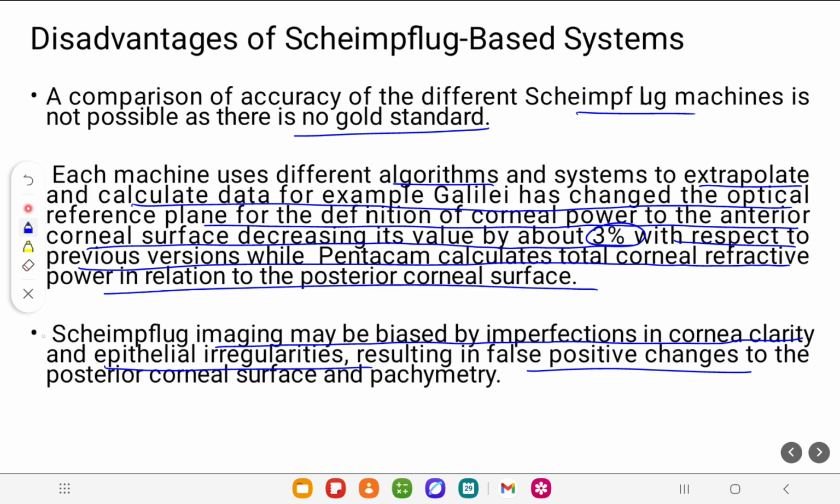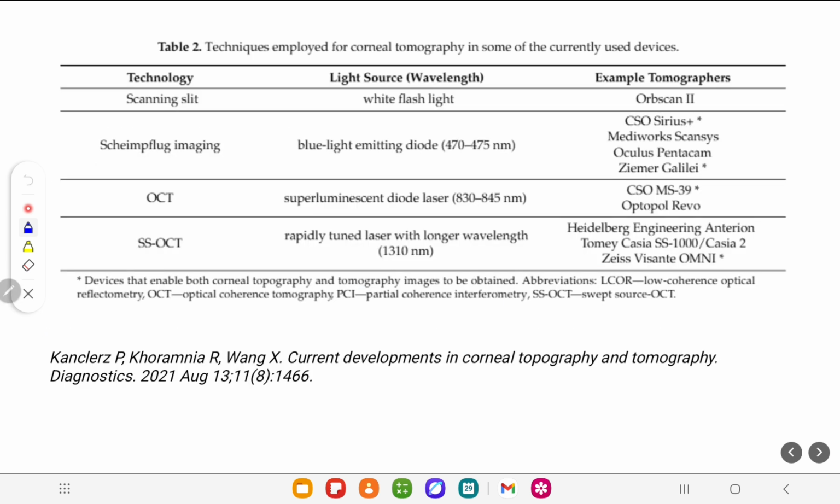So that's very important. Okay, so now I am going to discuss a few things. I have referenced the 2021 paper, Current Developments in Corneal Topography and Tomography, and I think I have to put this because it's very useful.